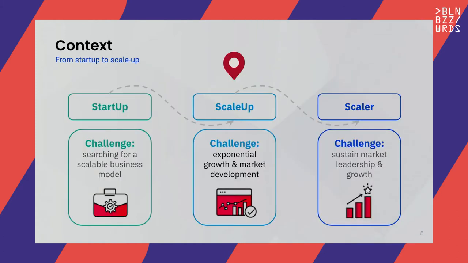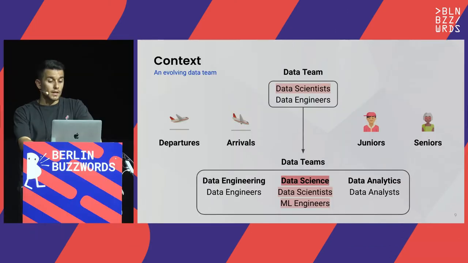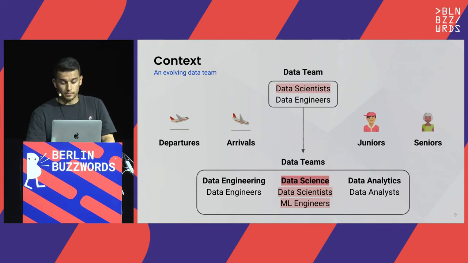With several fundraising events, the company has lately switched from a startup to a scale-up with new challenges. And with more clients in the pipe, we also need to have more robust and efficient machine learning models. In this context, the data team has also evolved. Over the years, there have been departures and arrivals. We have more senior members. And over the last year, there has been the creation of three official sub-data teams and the arrival of machine learning engineers like Mike in the data science team.